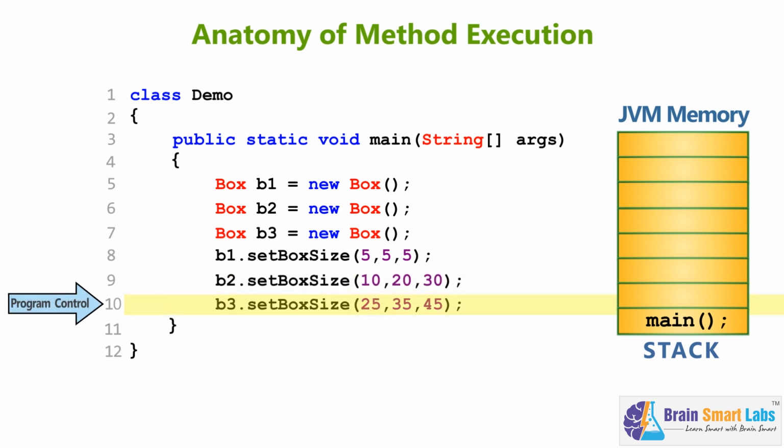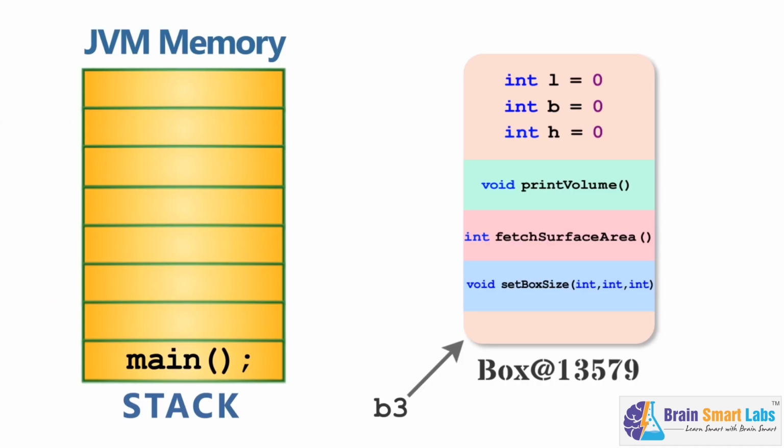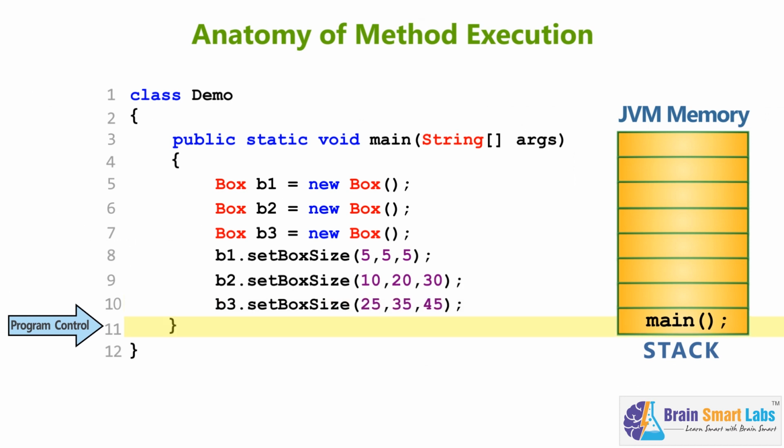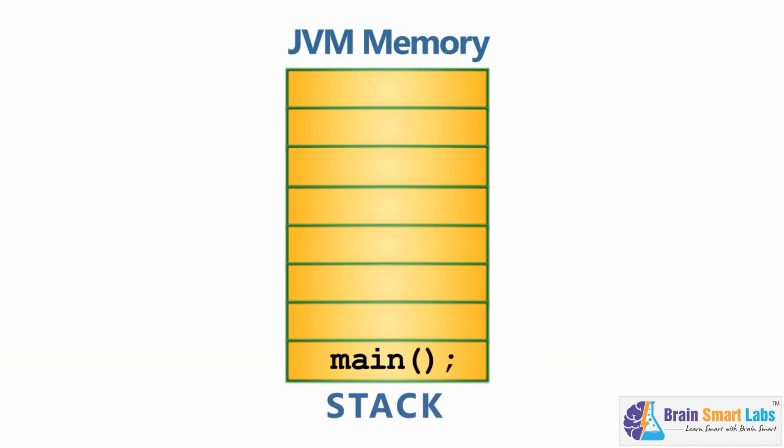Now when the program control reaches line number 10, B3.setBoxSize 25, 35, 45 gets loaded on top of the stack. The method when executed changes the dimensions of B3 object to 25, 35 and 45 for it to get removed from the stack. Now once all the method invocations finish their executions, the program control will reach the end of our main method for it to conclude the program in peace.